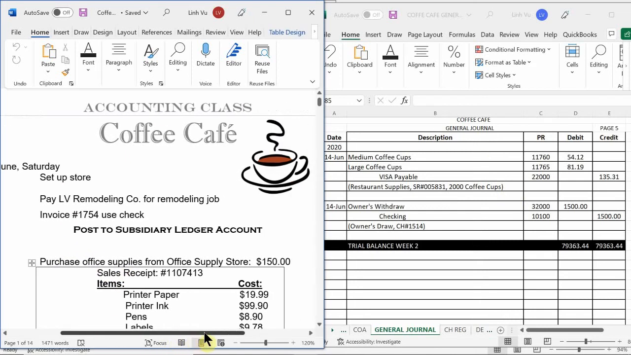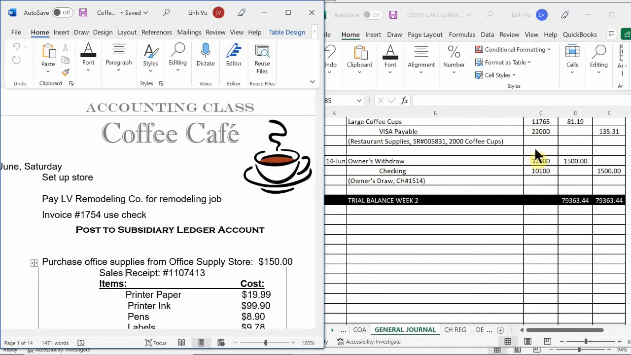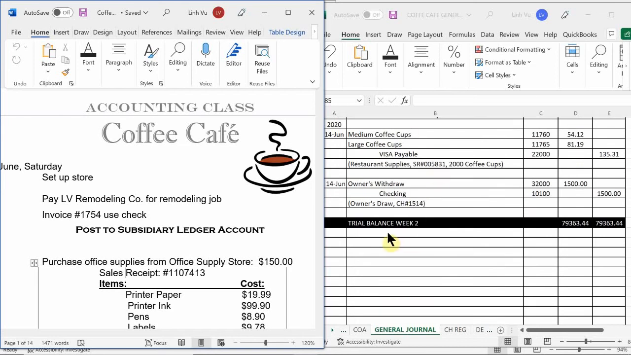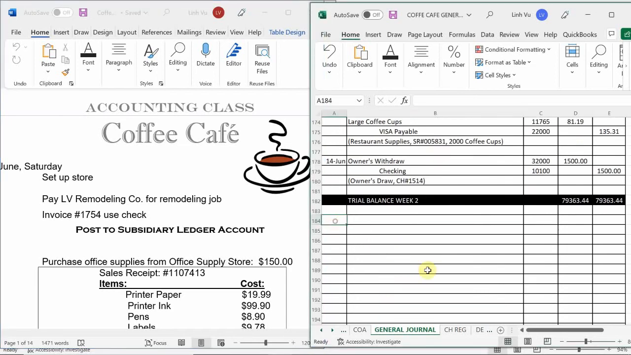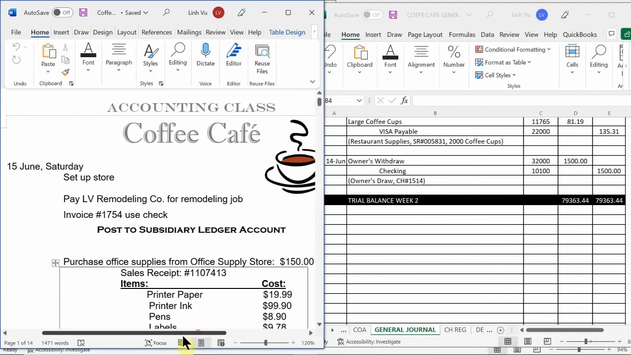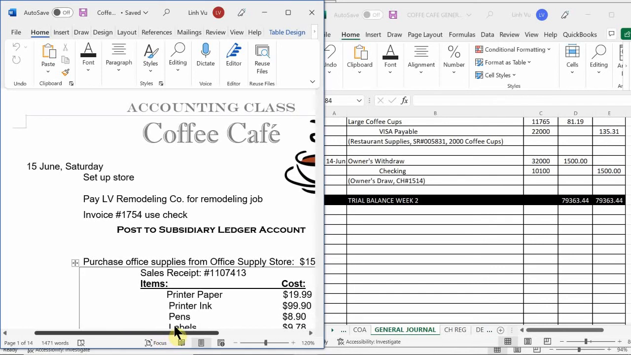We're going to start off our third week. Okay, so this is where we are. We left off in the very middle of page 5 here, so we're going to continue on page 5. Here's the scenario. It is now the 15th of June, Saturday, and we are finally setting up our store.